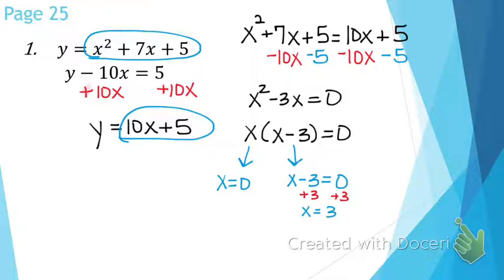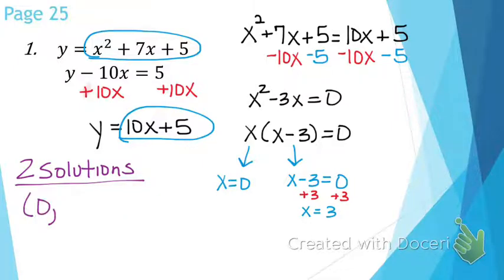So now let's go ahead and find our y. So for my first solution, so we have 2 solutions. So for my first solution, x is 0. Go ahead and substitute a 0 in here to get y. So use your calculators, pick it up if you need to. Take 10 times 0 plus 5. So 10 times 0 plus 5 is 5, so that would be my first solution.